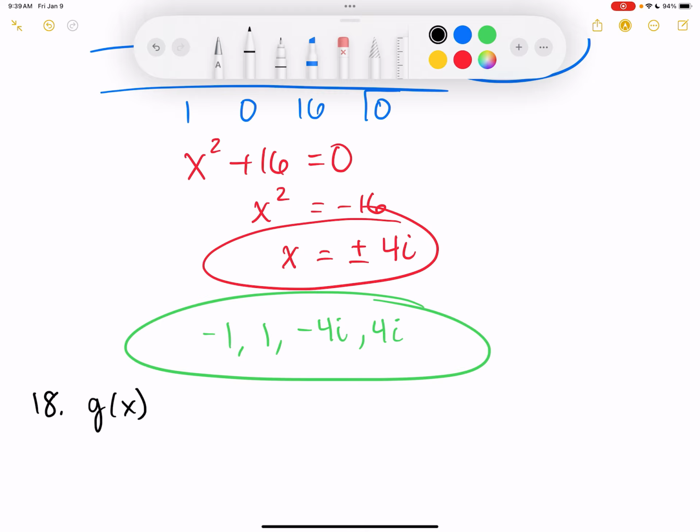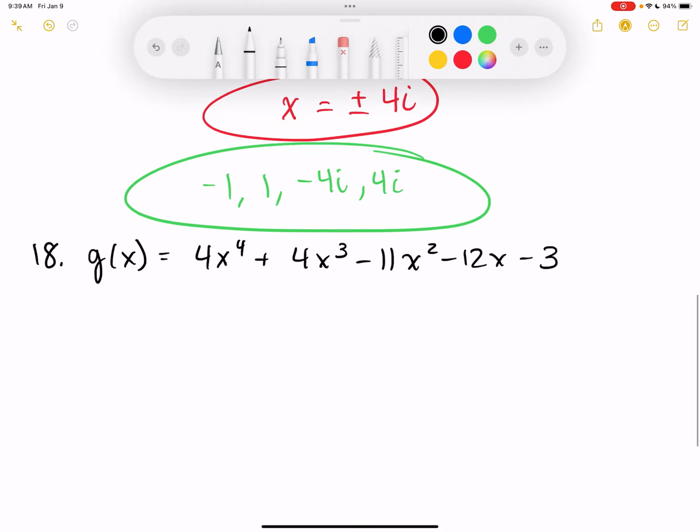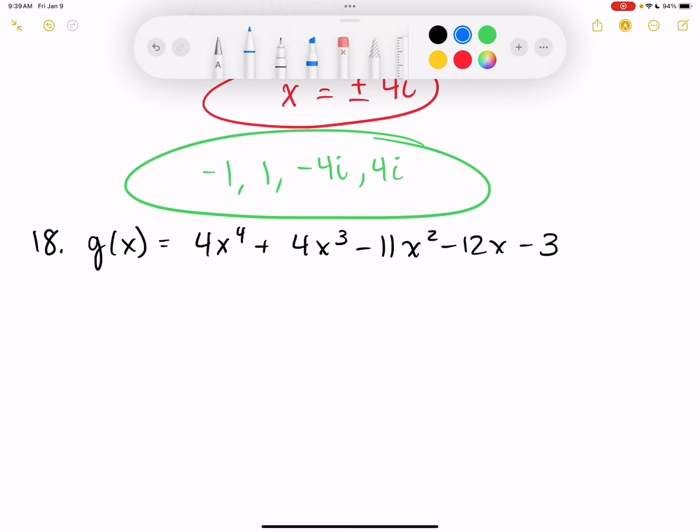All right, g of x equals 4x to the 4th plus 4x cubed minus 11x squared minus 12x minus 3. Oh wow. We still don't have any missing terms. Now, there's going to be a lot more possible 0 options with this one.